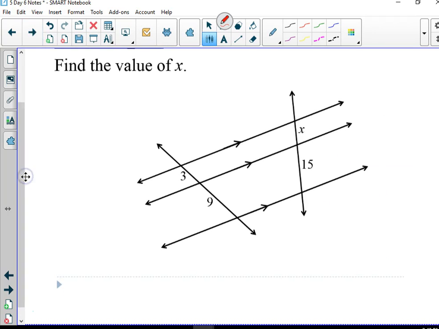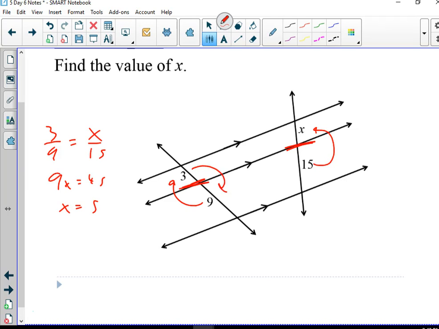So find the value of x. Again, you can look at this as this is a fraction bar and this is a fraction bar. You have your fraction: 3 over 9 equals x over 15. Now if you see the shortcut, this is 1/3. What's 1/3 of 15? It's 5. But we can also do the work. 9x equals 45, x equals 5. Or if you think 3 times 3 is 9, what times 3 is 15? Many ways to solve these problems.